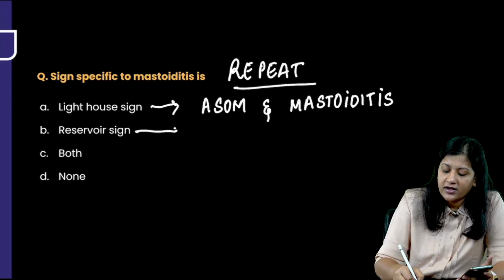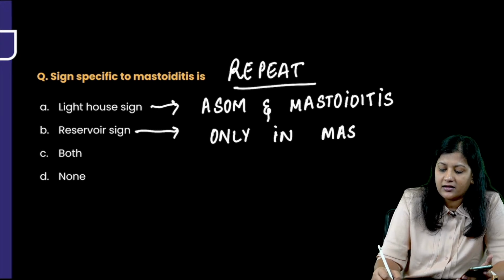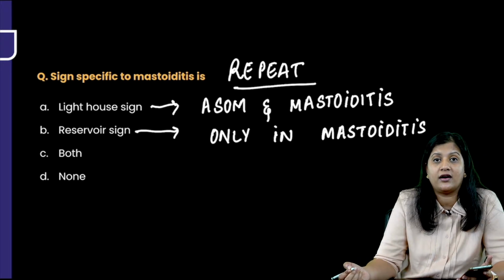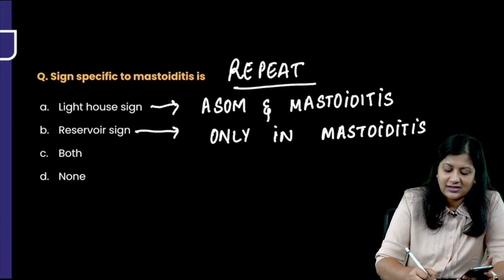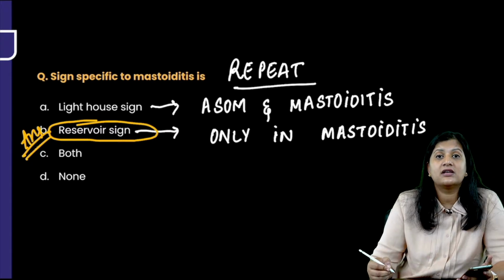But reservoir sign is a sign that you see only in mastoiditis. It is not seen in other conditions. So this is a feature that you see only in mastoiditis. So the most specific sign, your answer will be reservoir sign. Now what is reservoir sign?